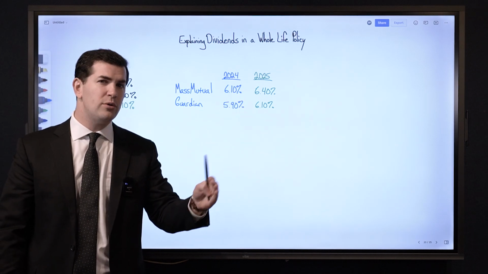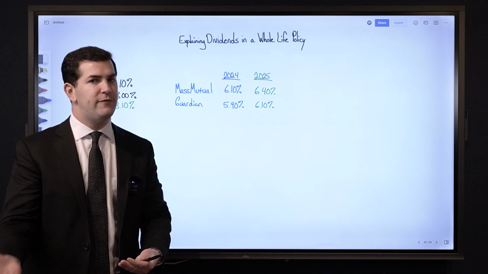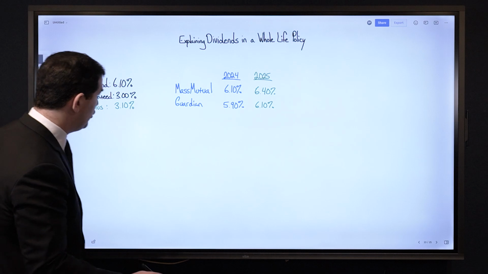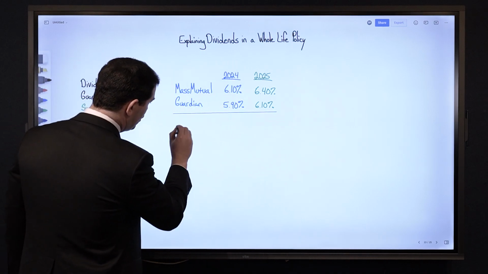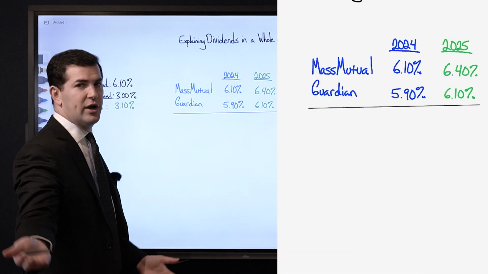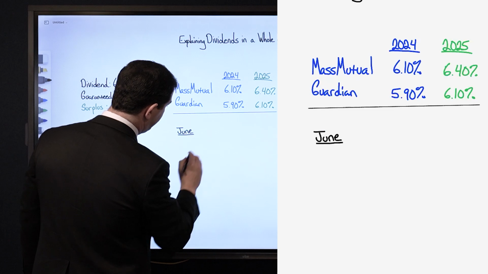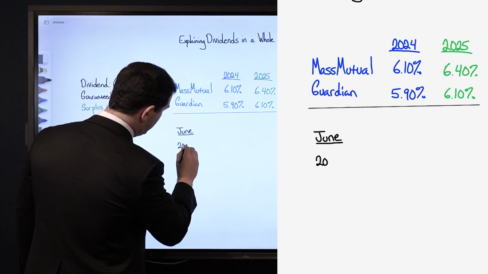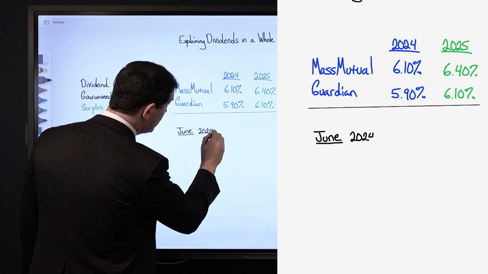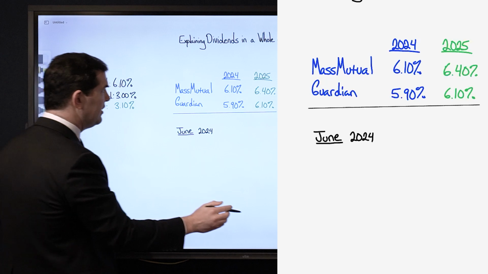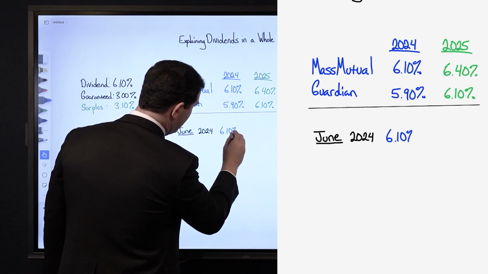So we know typically 1 to 2 months in advance what an insurance company's dividend rate will be for the next year. Now, for you as a policyholder, what you want to be aware of is this. Let's assume you started a policy in June of 2020. It doesn't matter. So your policy anniversary date is June. In June 2024, you begin to receive the 2024 dividend rate. Let's pretend you had a policy with Mass Mutual. Okay, so you've got a 6.1% dividend rate.